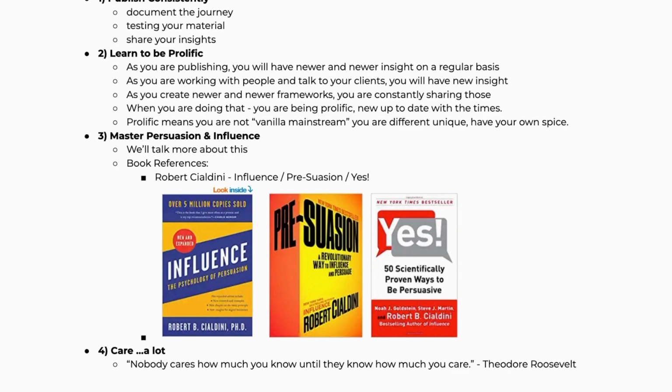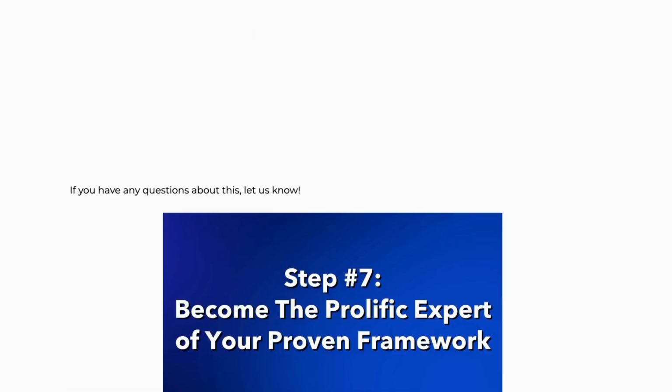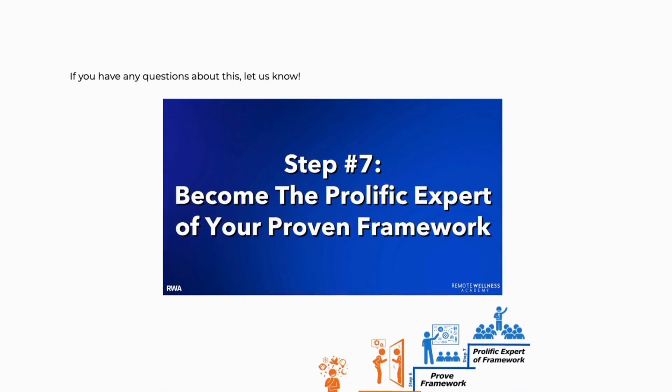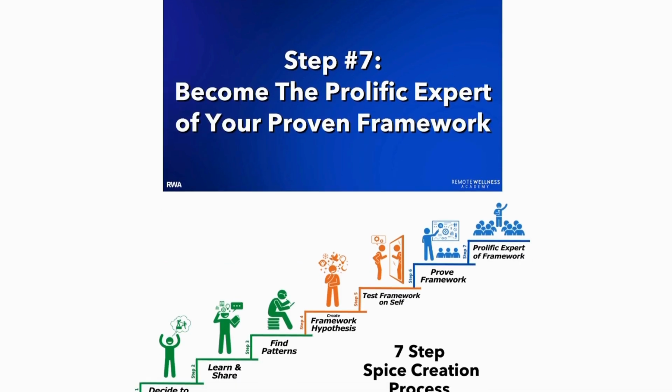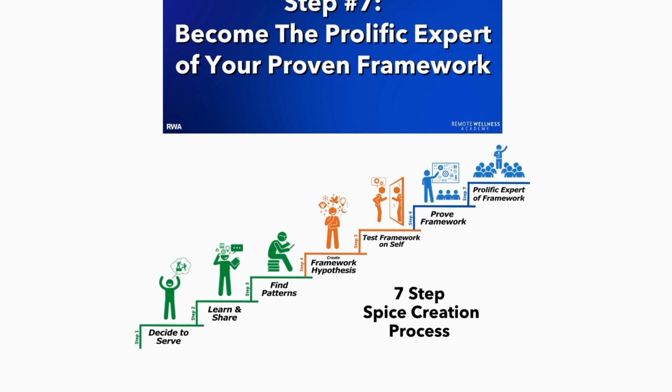And so that is step number 7, which is all about becoming the prolific expert of your now proven framework. So if you have any questions about step number 7, we talk about influence and persuasion and resources related to that. Any questions about this, please make sure that you do let us know if you have any false beliefs around this. But ultimately, if you follow this process step by step by step, then 100% you have earned the right to be at step number 7 in order to be that prolific expert of your framework.